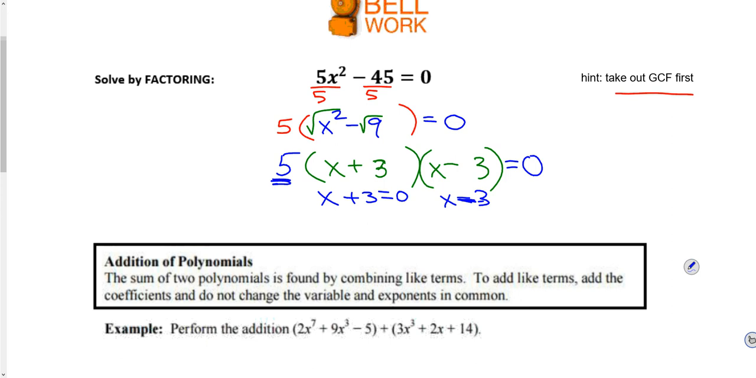x minus 3 equals 0, and then you solve both of them. So the first one, you subtract 3 to both sides, you'll end up with negative 3. The second one, you add 3 to both sides, and you'll end up with positive 3.